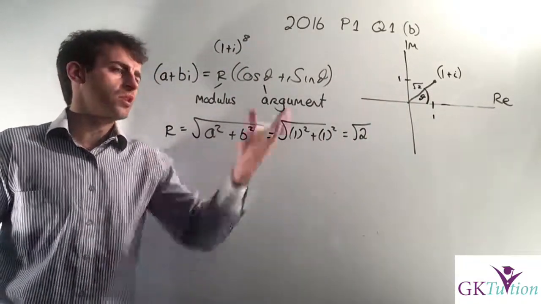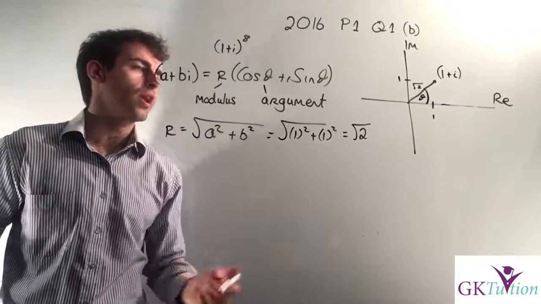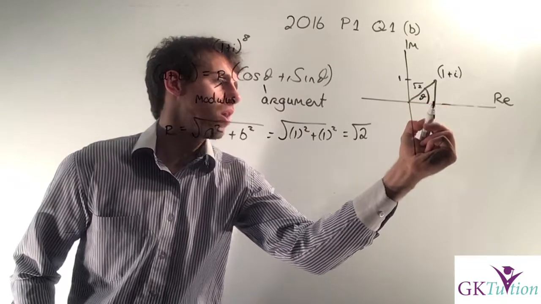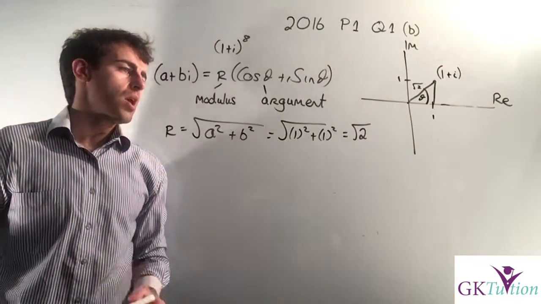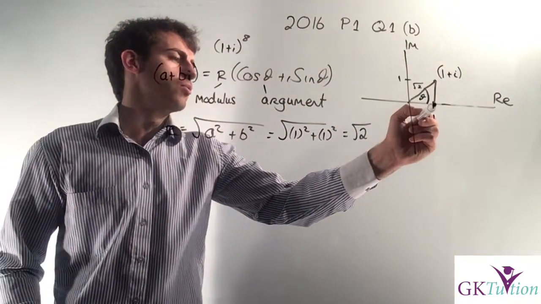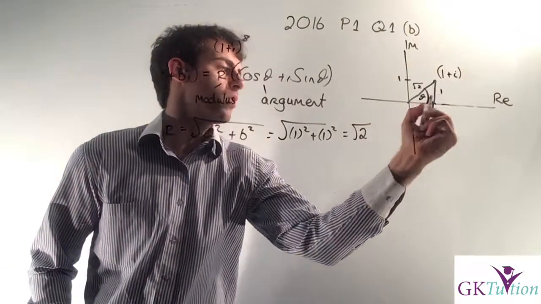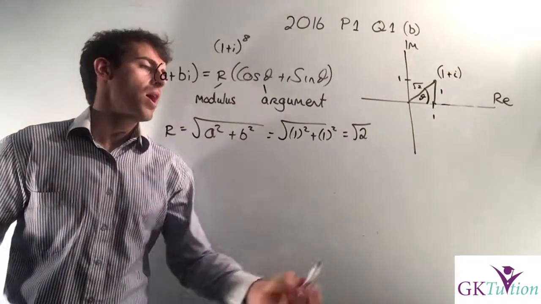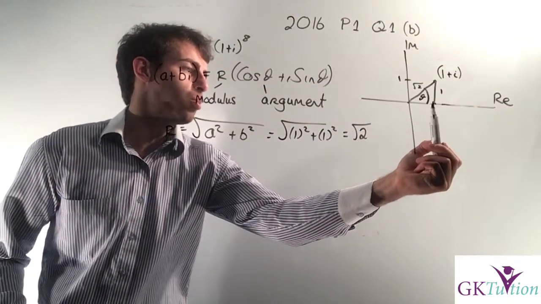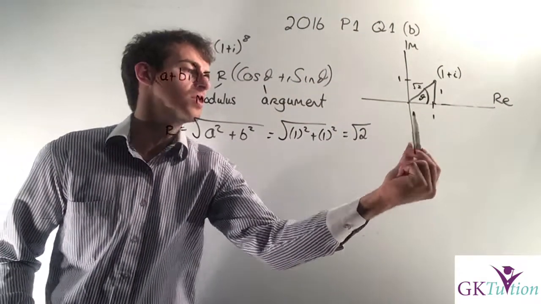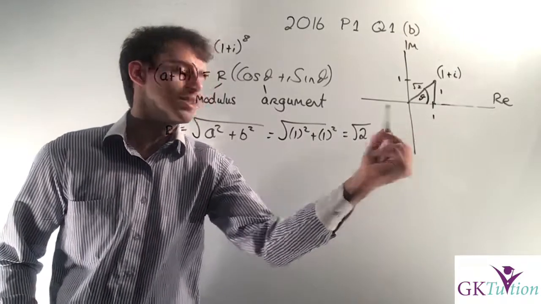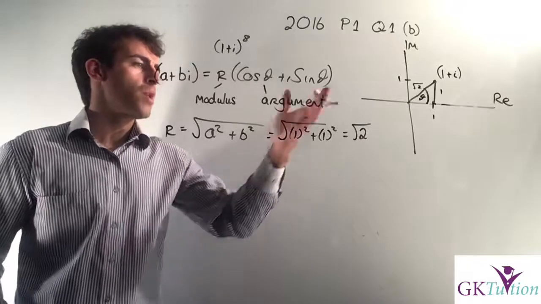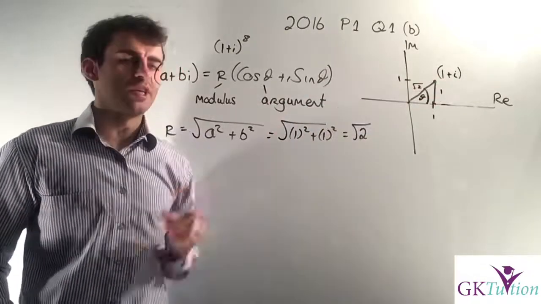Now in order to do this, we want to form a right-angled triangle. So basically all I'm going to do is draw a line straight down from 1 + i to the real axis. I know that the distance from the real axis to the coordinate is 1. And I know the distance from this point on my real axis to the origin is also 1. So if you think back to your Junior Cert trigonometry, I now know the opposite and I know the adjacent.